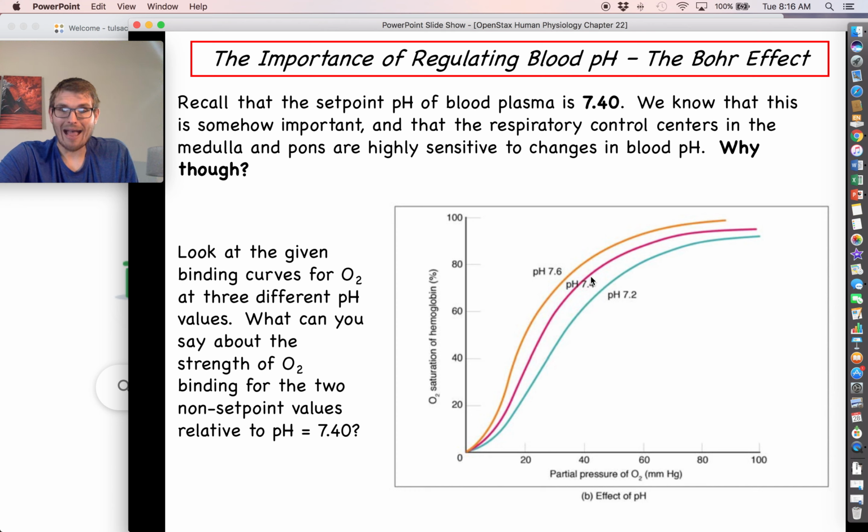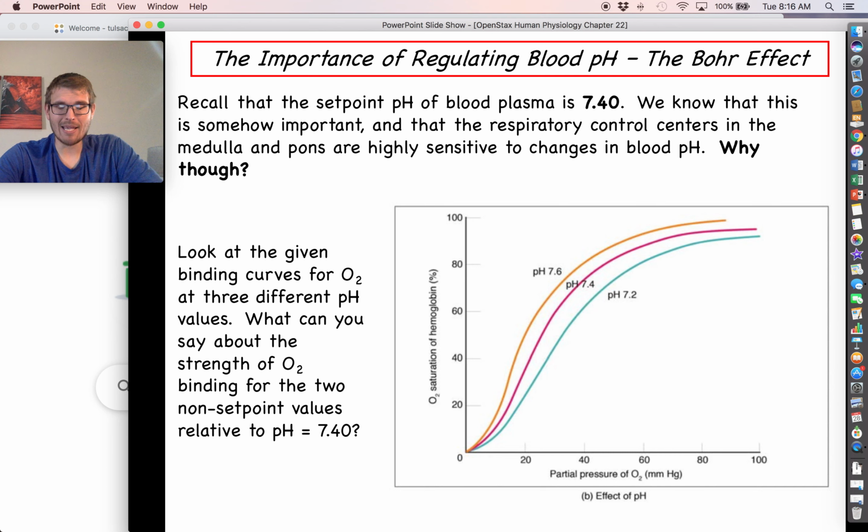The purple graph at pH 7.4 is what it's supposed to look like all the time, right? At pH 7.6, this is what the dissociation curve might look like if we are hyperventilating, not getting enough carbon dioxide. All right, I'm getting confused here.